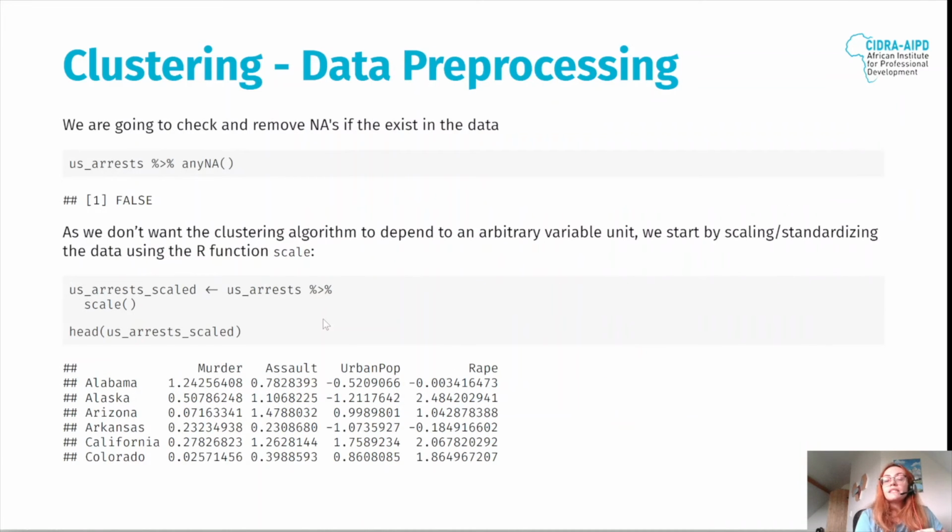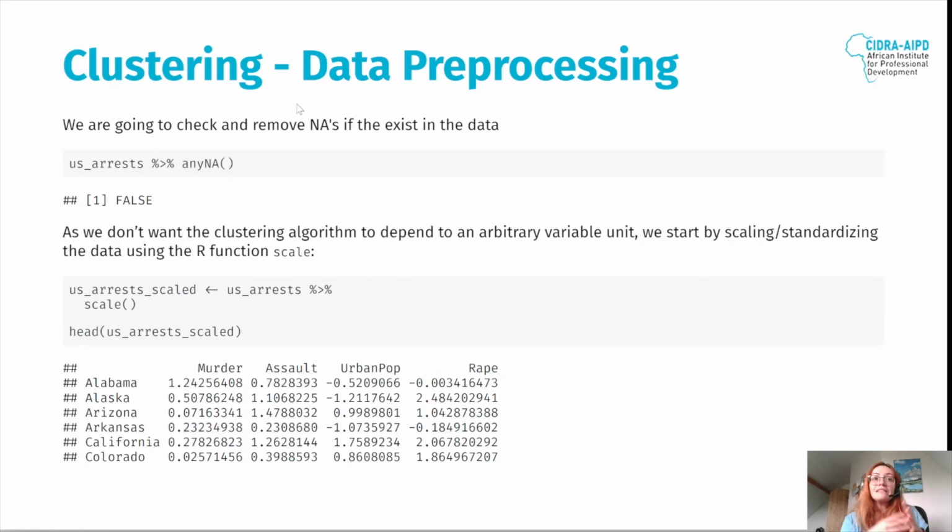So for the data processing, first I'm going to check if we have NAs and remove them if they are present in the data, which they are not. You can check using the anyNA function. And we don't want the algorithm to depend on any arbitrary variable unit, so we don't want it to have scaling problems. Remember when we mentioned we might need to standardize or apply min-max normalization? This is what we are going to do here.